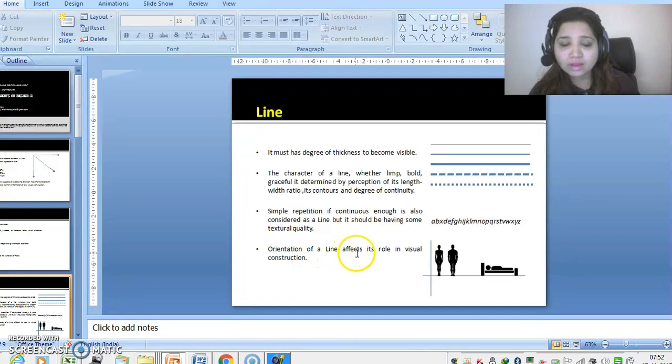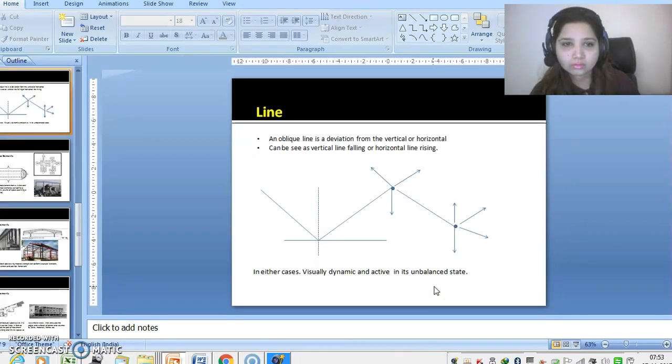Now the orientation of a line affects its role in the visual construction. Now if we consider this as an x-axis or a y-axis, so if it is vertical, then we say it is at a height. And when the line is horizontal, we say it is resting or it is stable. So this has a dynamic characteristic and this is stable. So now we saw the vertical and the horizontal meanings of a line.